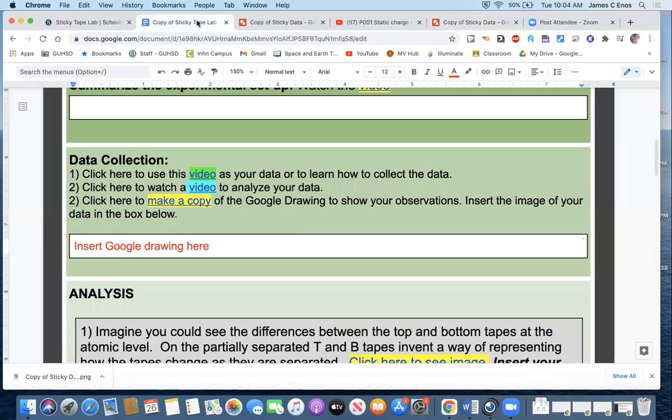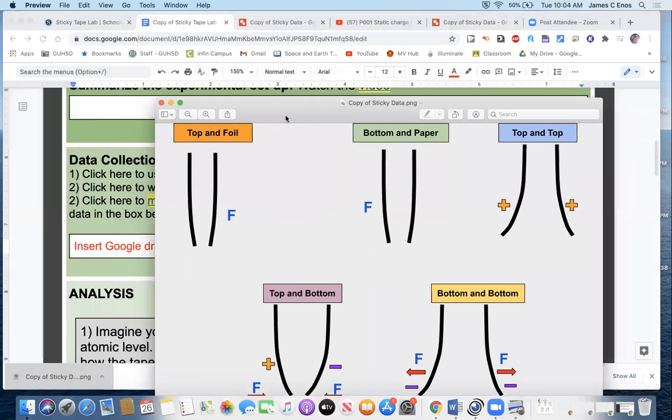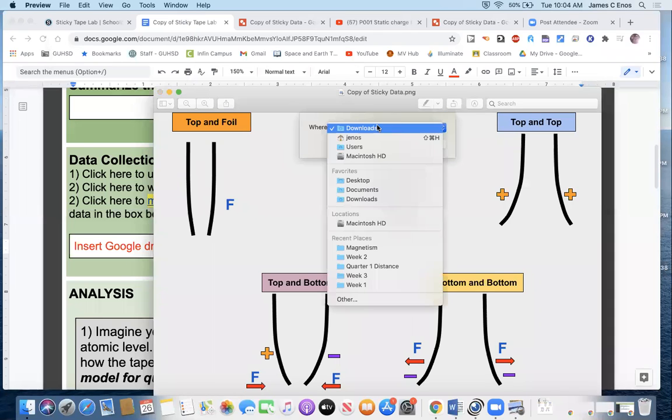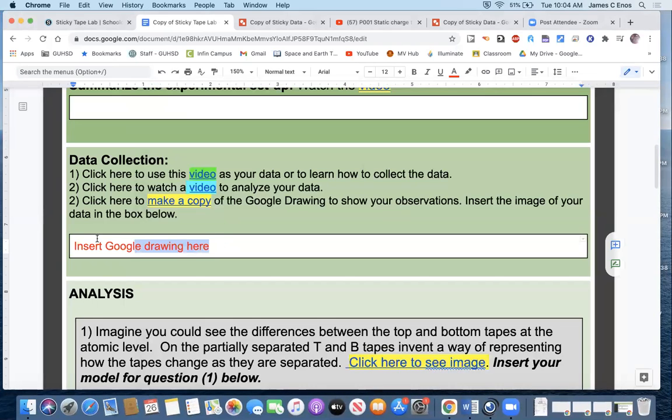And I'm gonna insert this in from my downloads. So this image here, I can save it to my downloads. I can also move it from my downloads to a different location. For me, sometimes moving it to my desktop works for me. However you move it, that's gonna be the best place for you to find it and view it. So I'm just gonna move it here. And then I'm gonna insert it into my Google Drawing.